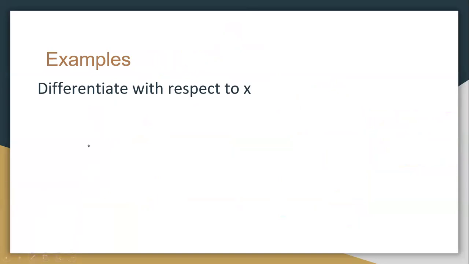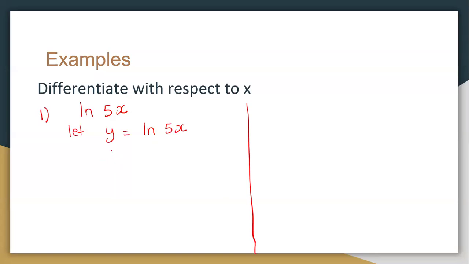And our first example is here. Differentiate with respect to x. Number one, we have ln 5x. But I'm going to show you both approaches. First, let y equal ln 5x. If we use first principles, we let u equal 5x. Now this is our function f(x).